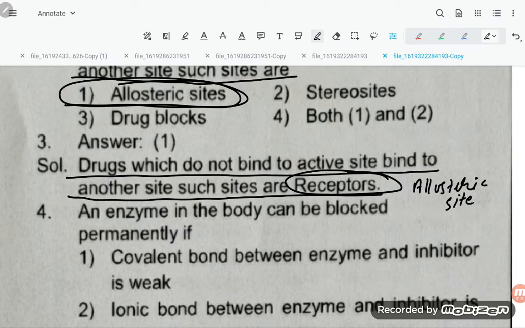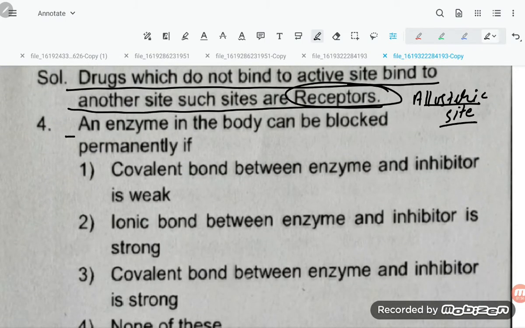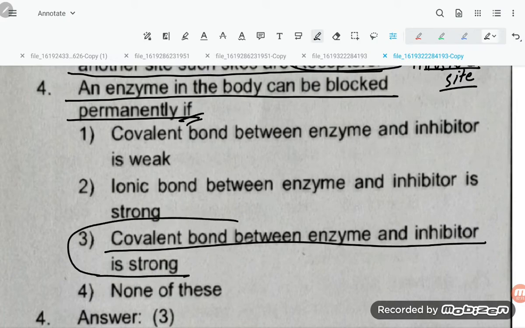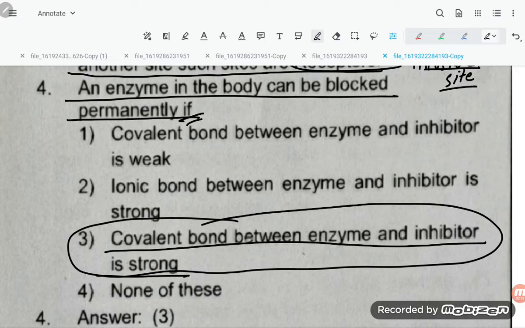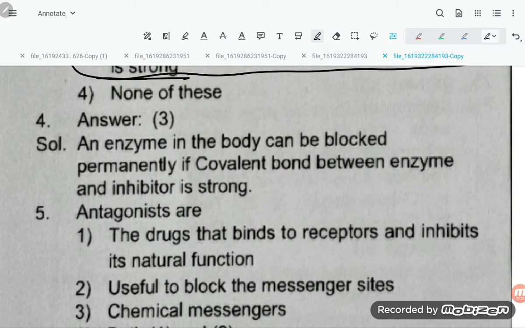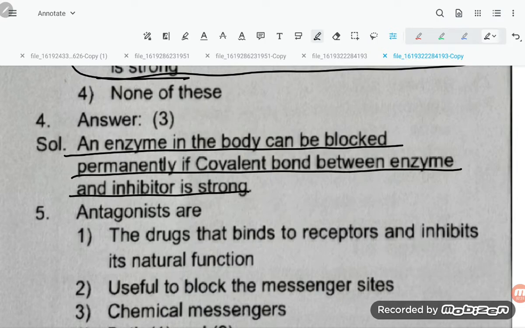You keep in mind, students, they distort the shape of the receptor. Now, an enzyme in the body can be blocked permanently if the covalent bond between enzyme and inhibitor is strong. So if the bond between enzyme and inhibitor is strong, in that case an enzyme in the body can be blocked permanently. Option number 3 is correct.